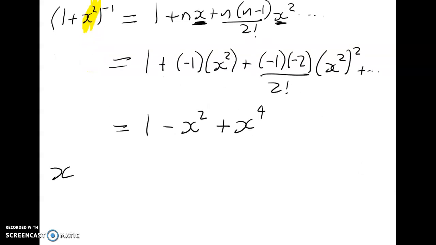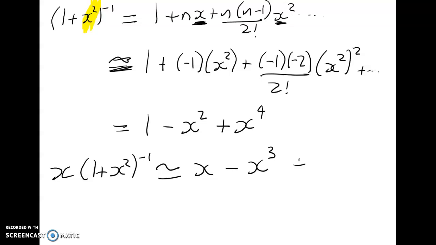And I'm going to be multiplying that by x. So we'll do that now. x times that is roughly equal to x minus x cubed plus x to the power of 5. But actually we don't care about that. So we're going to have that going into the final thing.